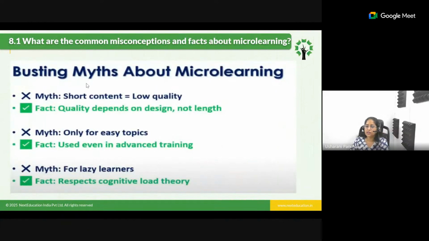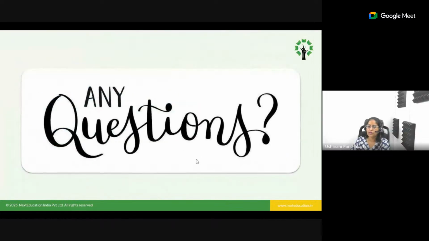Now these are the common misconceptions among learners or educators. The first myth is short content, low quality. No, quality depends upon the design, not the length of the content. Only for easy topics? No, it is even used in advanced trainings. Lazy learners? No, it is just reducing the cognitive load. That's it.